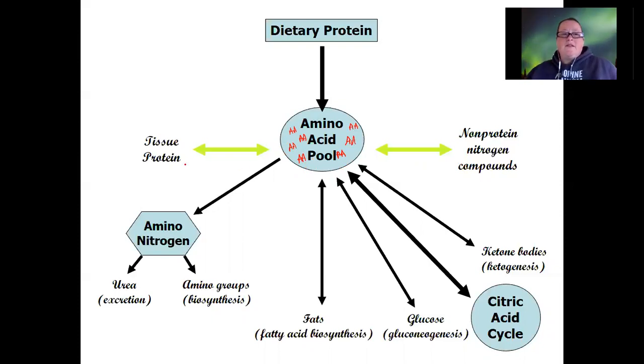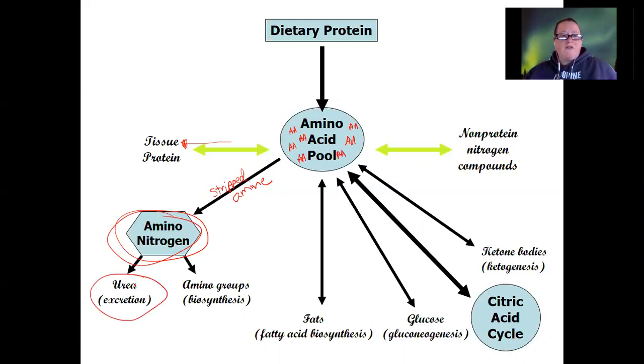Now, these amino acids can be built back up to turn into tissues, proteins. The amino group can be stripped from them, leaving behind the carbons to take other pathways, and that results in waste, which can either be excreted through urine, or the amino groups can form other molecules.